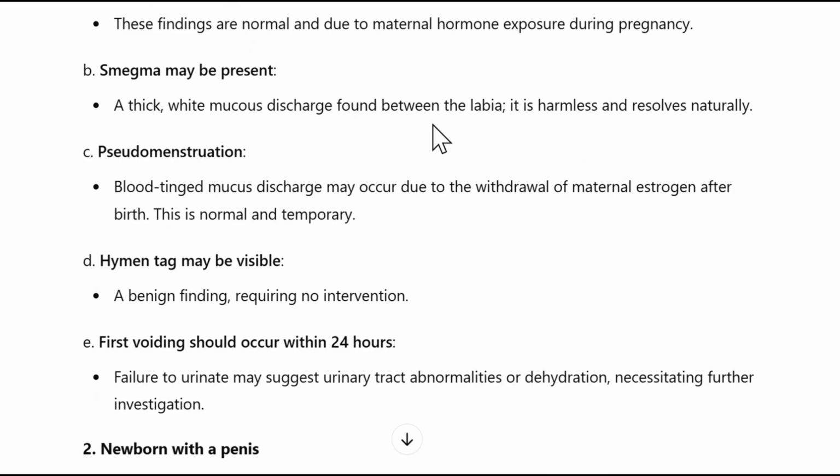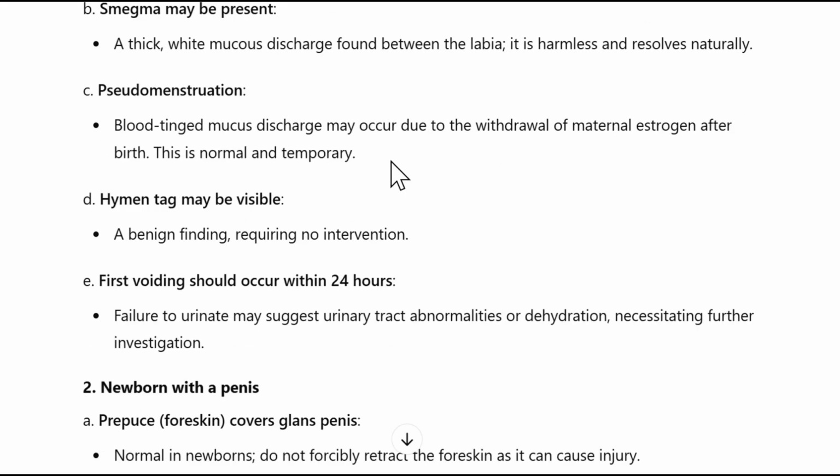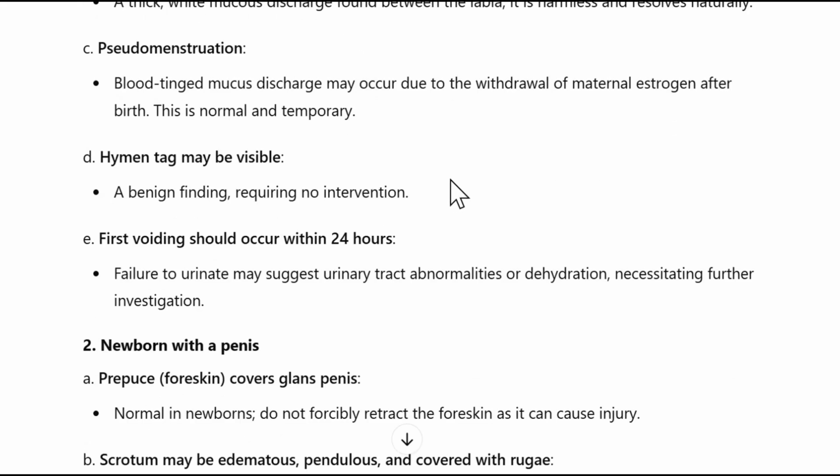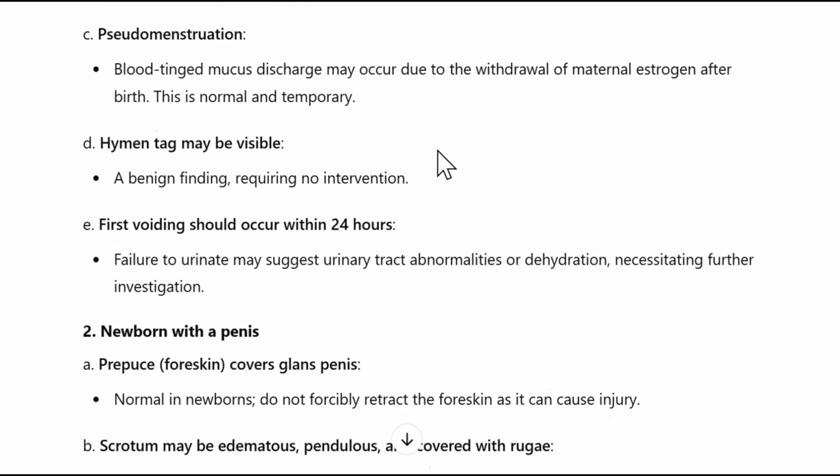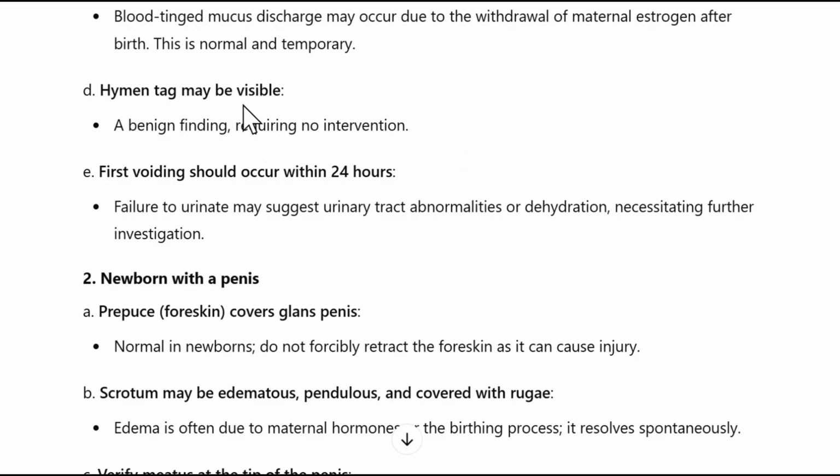B. Smegma may be present, a thick, white mucus discharge found between the labia. It is harmless and resolves naturally. C. Pseudomenstruation. Blood-tinged mucus discharge may occur due to the withdrawal of maternal estrogen after birth. This is normal and temporary. D. Hymen tag may be visible, a benign finding requiring no intervention.